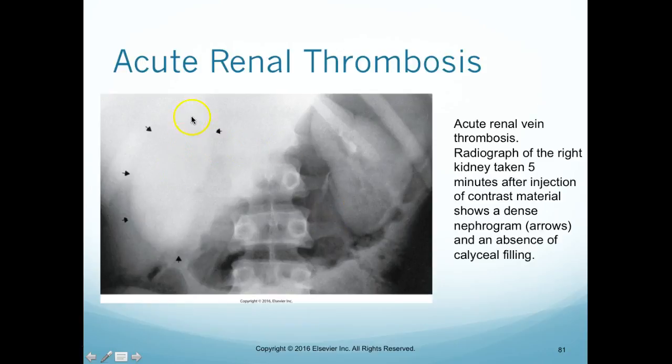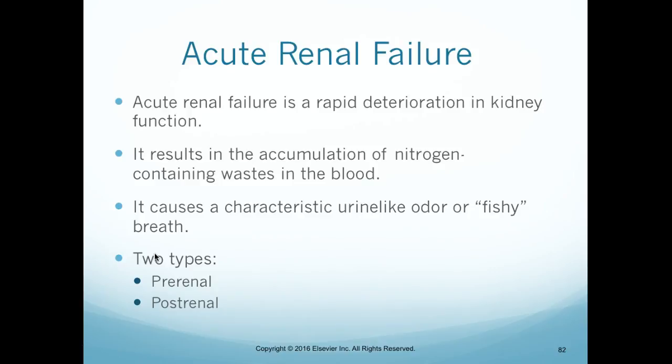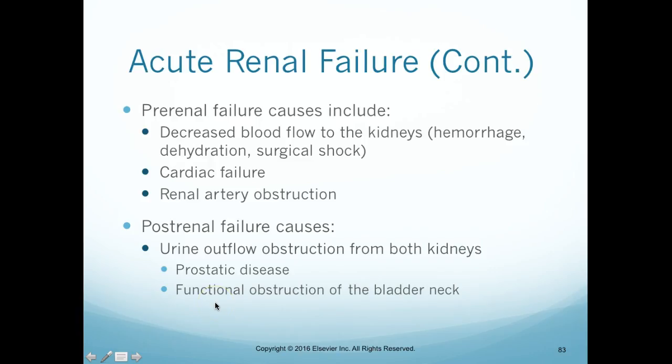So acute renal thrombosis, this is what it looks like. As you can see here, this kidney is not working. It is in shutdown. So acute renal failure is what that kidney is doing. So acute renal failure is the rapid deterioration of the kidney function. It results in the accumulation of nitrogen-containing waste in the blood. It causes a characteristic urine-like odor or fishy breath is what they call it. Yeesh. There's two types. There's prerenal and postrenal.